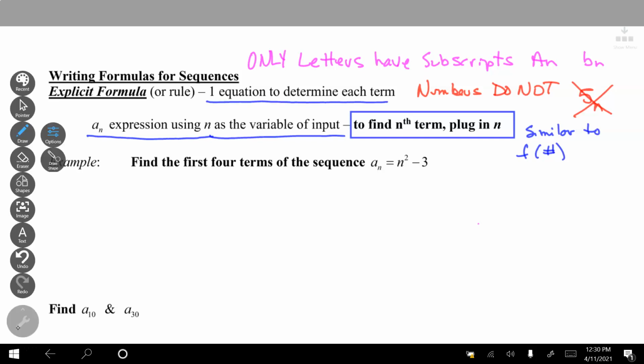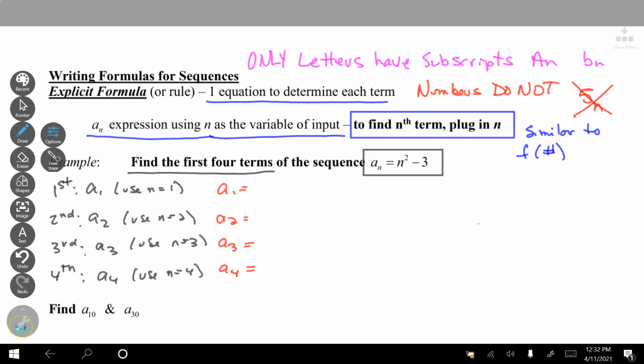So for my example here, I have a nice sequence that says a sub n is equal to n squared minus 3, and I want to find the first 4 terms. So that means I'm going to plug in the numbers 1, 2, 3, and 4. So all I'm going to do to figure out the first, second, third, fourth term is plug a number in for n. So a sub 1, I'm going to use the number 1, 1 squared minus 3. a sub 2, 2 squared minus 3. a sub 3, 3 squared minus 3. And a sub 4 is going to be 4 squared minus 3.